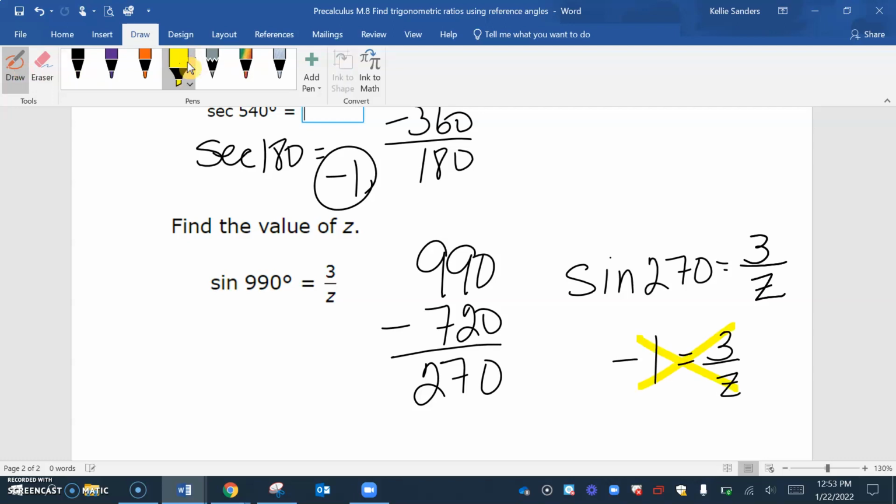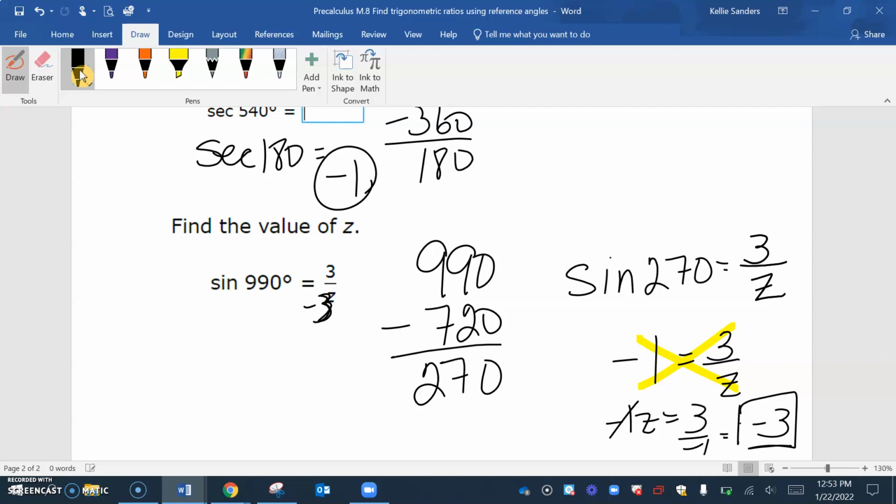So we would cross multiply and get negative 1z equals 3. Then divide by negative 1 and get negative 3. So negative 3 is our answer. If we put negative 3 in here, 3 over negative 3 is negative 1, and we already know that sine 270 is negative 1.